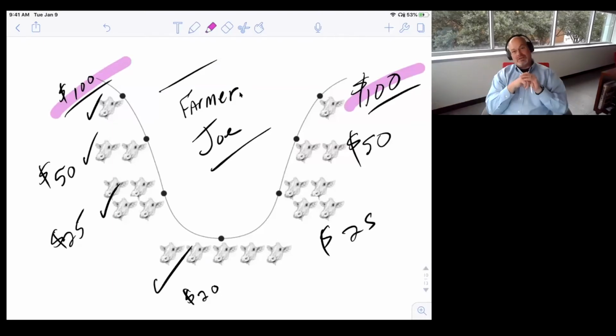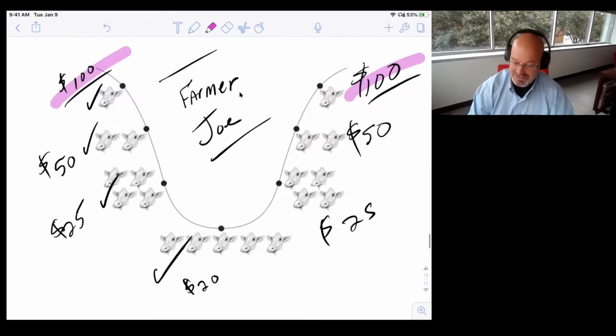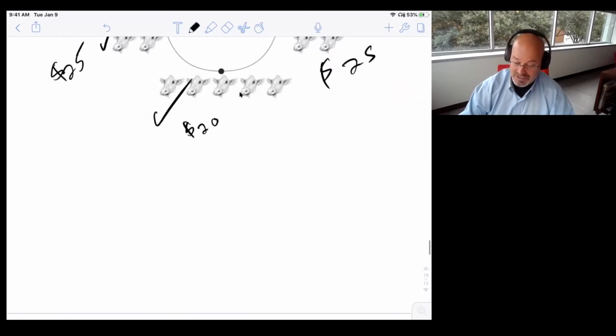Now Joe calls me. He's like, you know what? I got a lot of cows. And I think I want to sell my cows because I'm not really comfortable with this price going up and down. And I've thought about it and I just can't sleep at night. So he sells his cows.